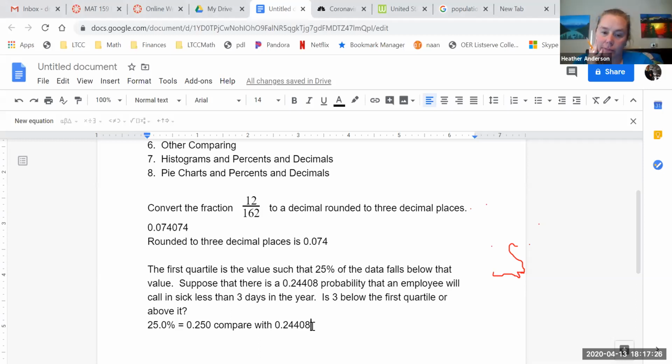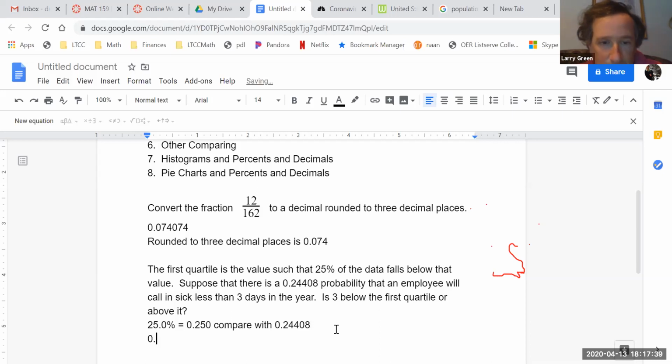Okay. Does that make sense? So we're almost done. Can we compare which is bigger, 0.250 or 0.24408? 0.25. Yeah. So what we can say, I'm going to write it as 0.24408 is less than 0.250, which, by the way, was 25%. Is that clear so far?